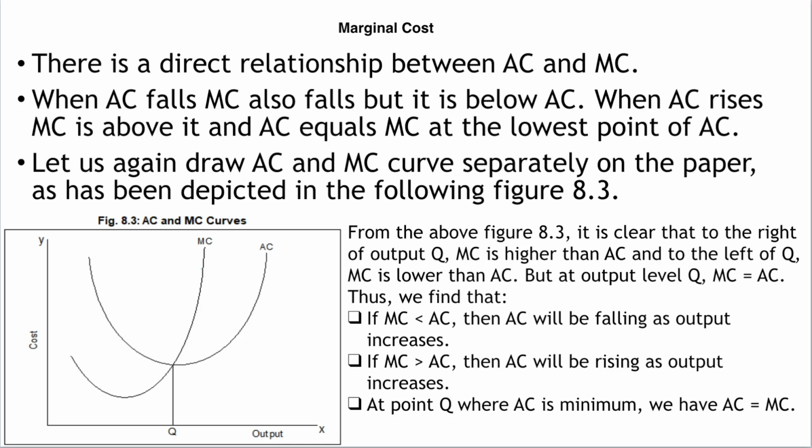From figure 8.3, it is clear that to the right of output Q, MC is higher than AC, and to the left of Q, MC is lower than AC. But at output level Q, MC is equal to AC. Thus we find that if MC is less than AC, then AC will be falling as output increases. If marginal cost is greater than average cost, then average cost will be rising as output increases. And at point Q, where AC is minimum, we have AC equal to MC, that is average cost is equal to marginal cost.